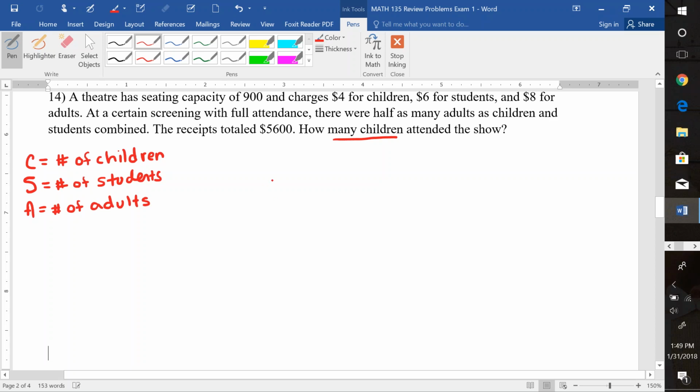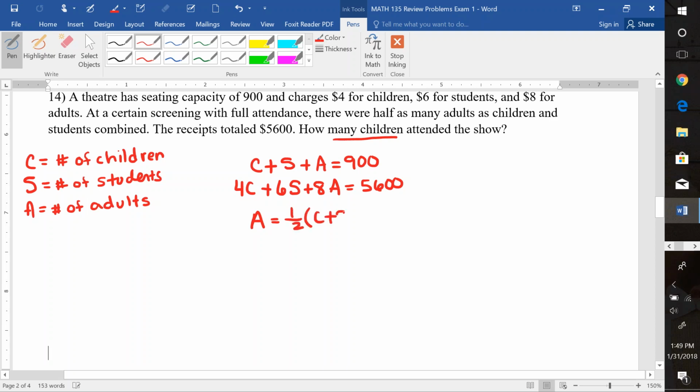Okay, so what we know is that this was a full attendance thing, so that if we add all the different types together, how many children, how many students, and how many adults, that should equal the 900 people who attended the theater. We know a little bit about price. We know that $4 per child plus $6 per student plus $8 per adult was equal to $5,600 for total cost, or price I should say. And then there's this middle sentence. It says there were half as many adults as children and students combined. That means that adults equals half of children plus students.